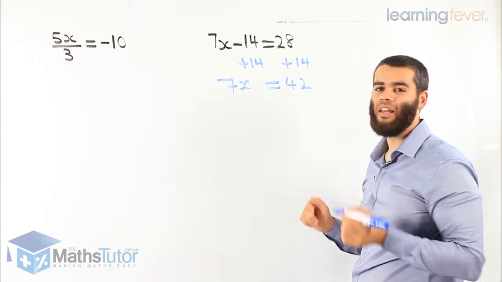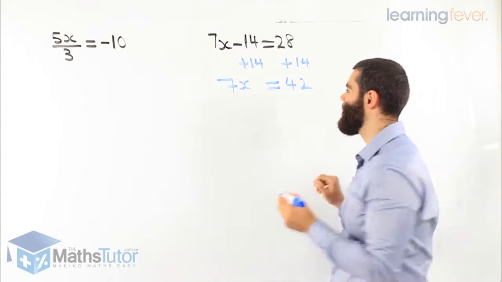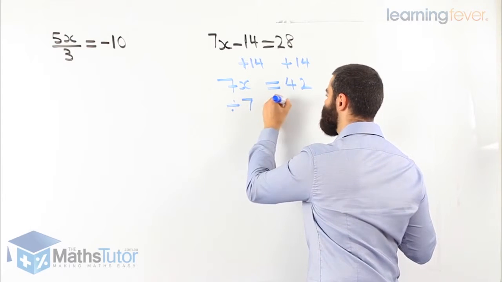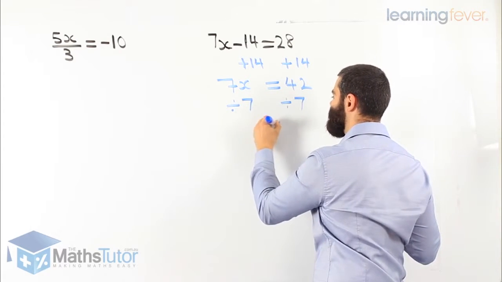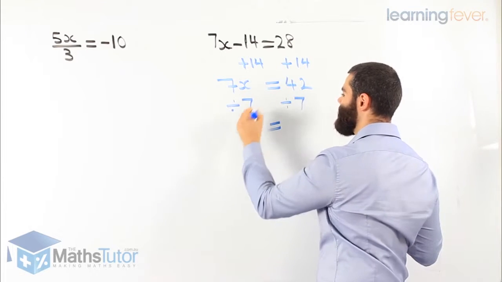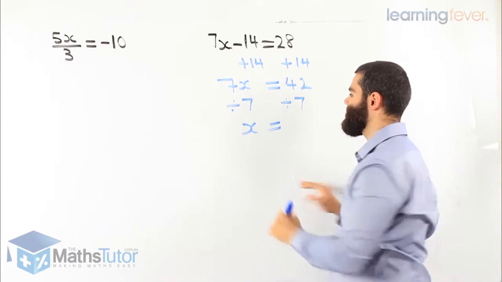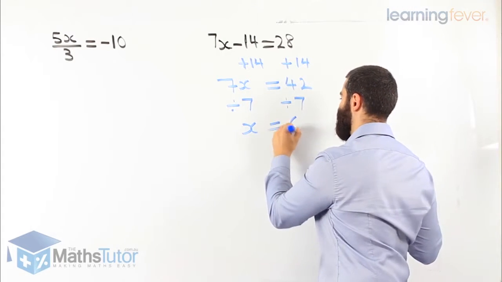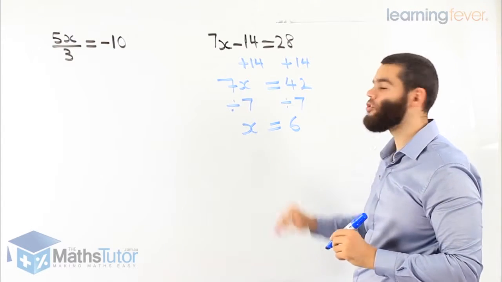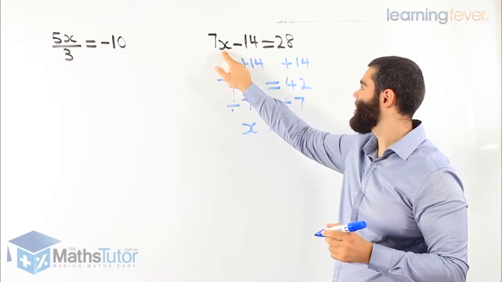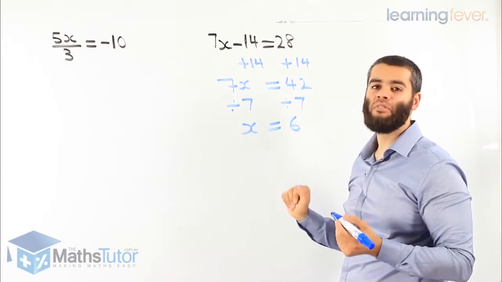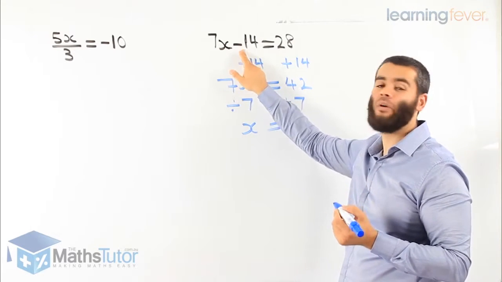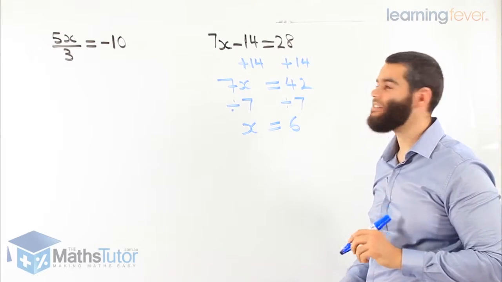Now, what do we do? It's the last step. Basically, a one-step equation. 7x is 7 times x, divided by 7, divided by 7. What we do to one side, we do to the other. 7 divided by 7 is just 1x. 42 divided by 7, our answer is 6. You can try and substitute. We know 7x is 7 times x. x is 6. 7 times 6 is 42. 42 take away 14 is 28.